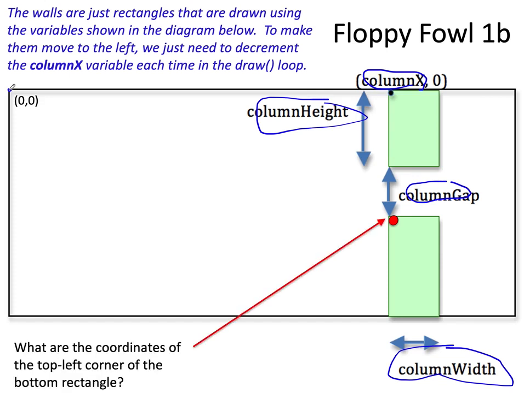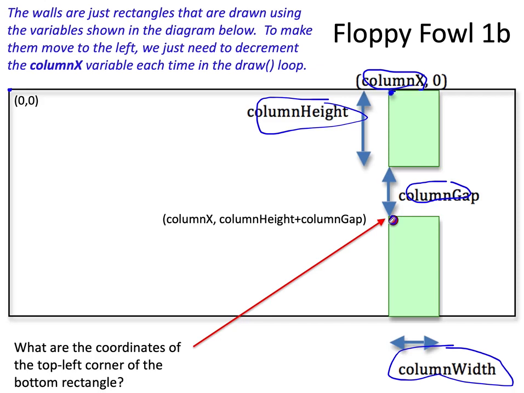So here's a couple of questions I have for you. The coordinates here for this top rectangle are very, very simple. But what are the coordinates for this point down here? Think about it in terms of the x and y based upon the variables I've given you. Well, the x coordinate you should sort of realize is column x, the same as this one. But the y value is going to be the height of this one, which is column height, plus whatever the column gap is. And so you should sort of say, okay, the coordinates for that top corner are that.